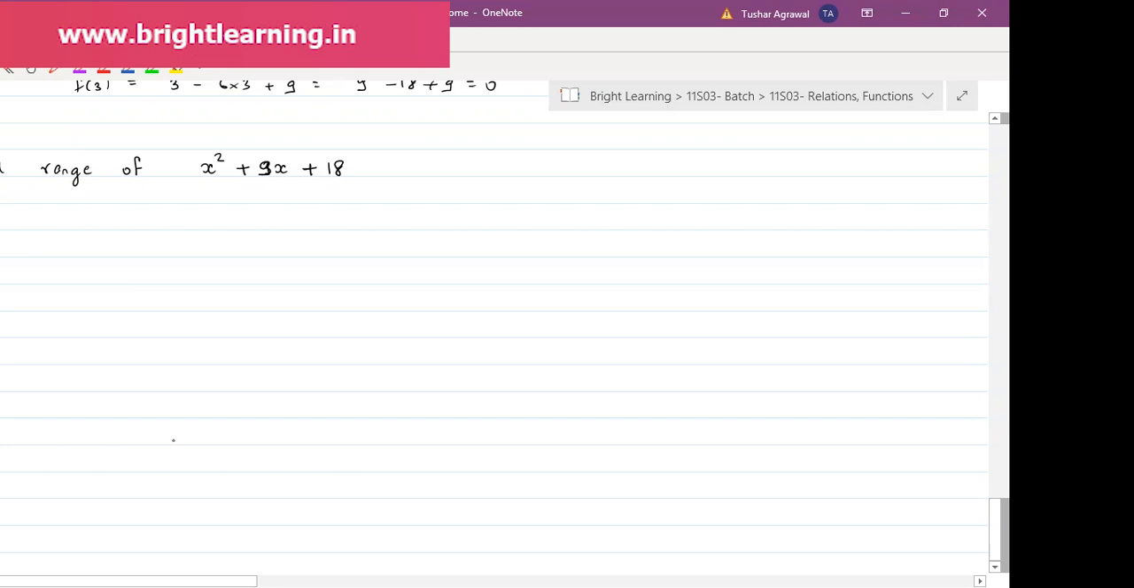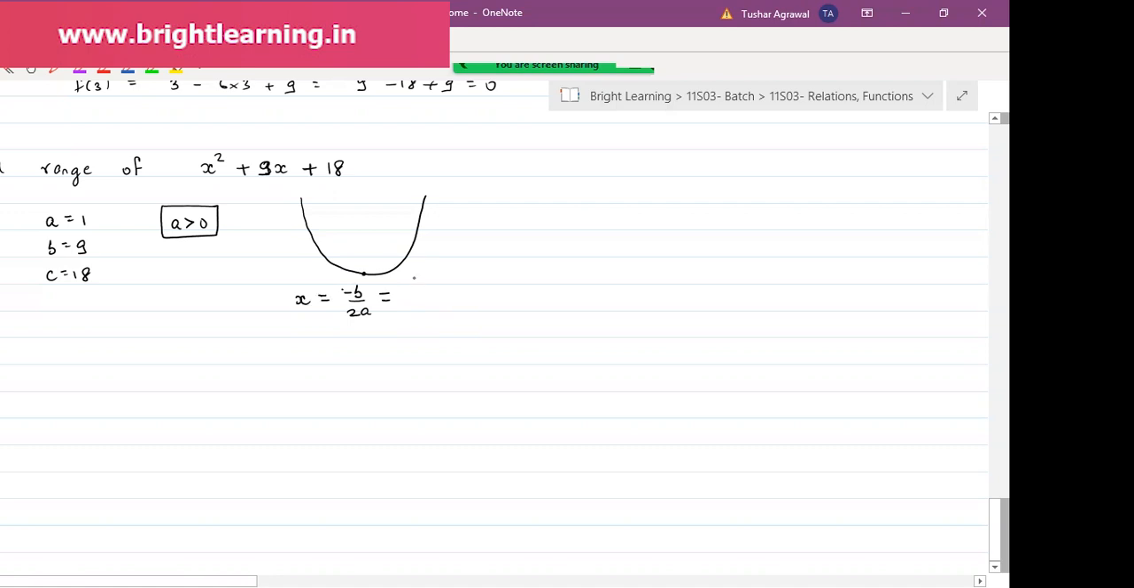See, range of x square plus 9x plus 18. Can you see that, sir? My a is equal to 1, b is equal to 9, c is equal to 18, and my a is greater than 0. Since my a is greater than 0, the graph of this quadratic expression is an upward facing parabola, symmetric about the bottommost point. And my bottommost point is minus b upon 2a. Can you calculate this minus b upon 2a? Yes, sir, I can calculate. This is the x coordinate.